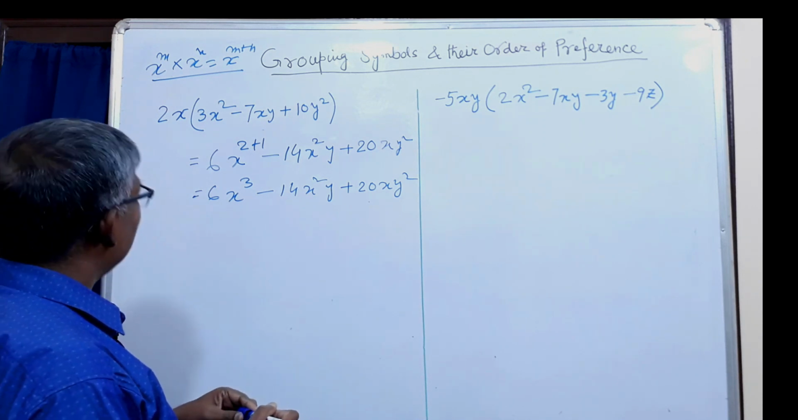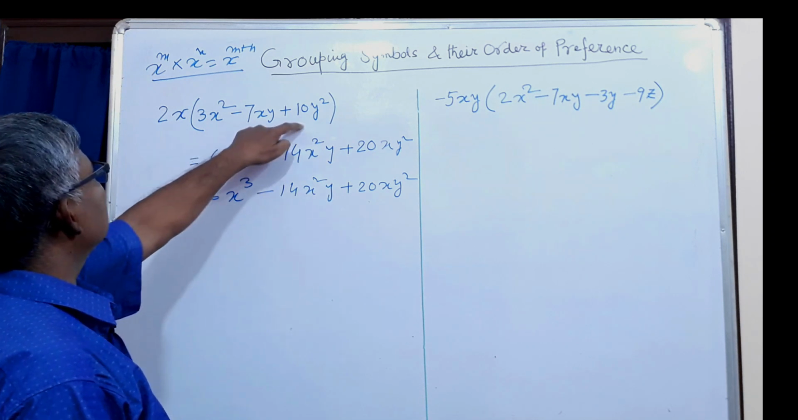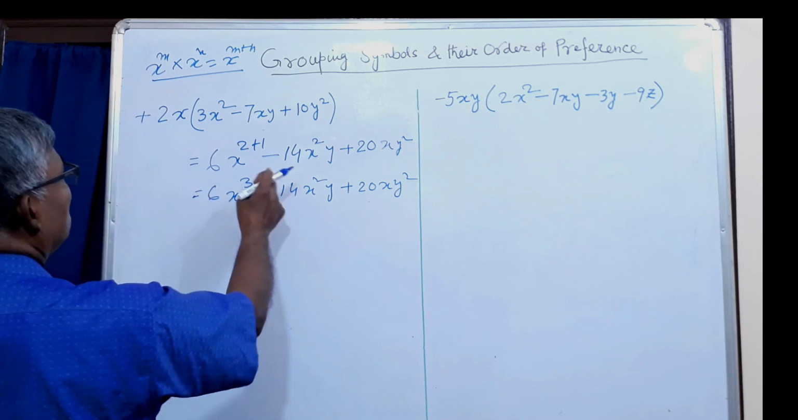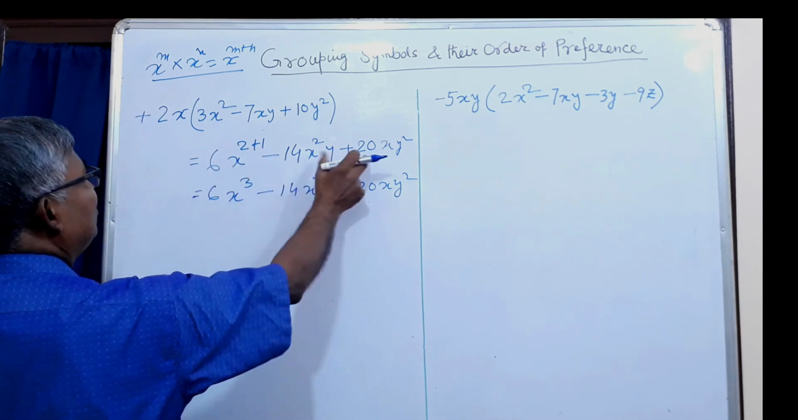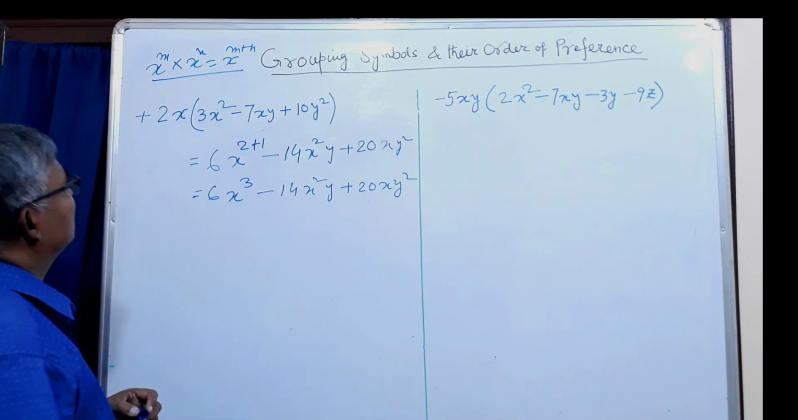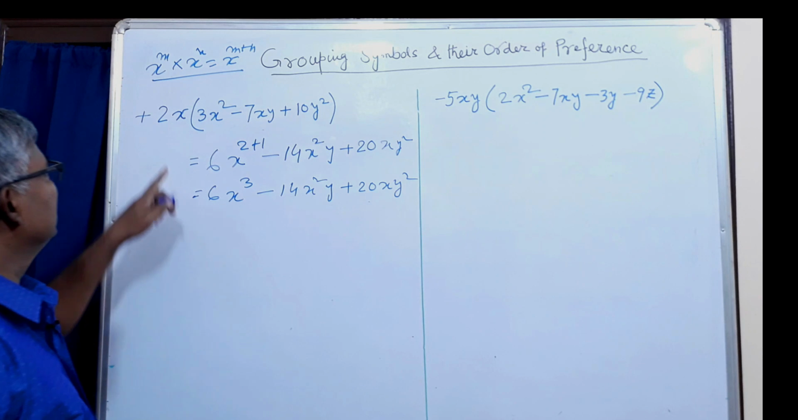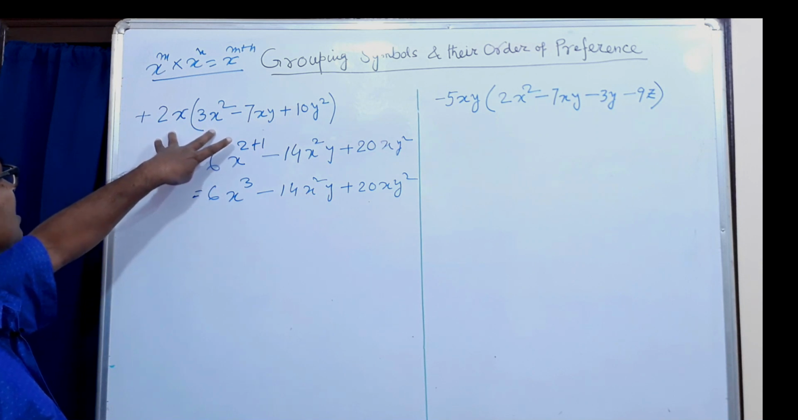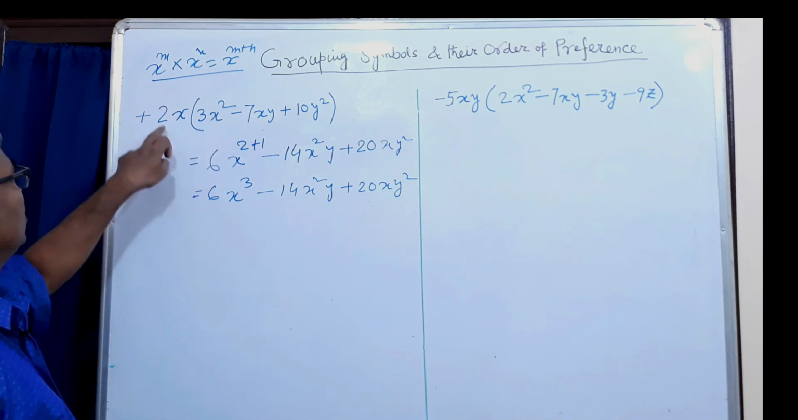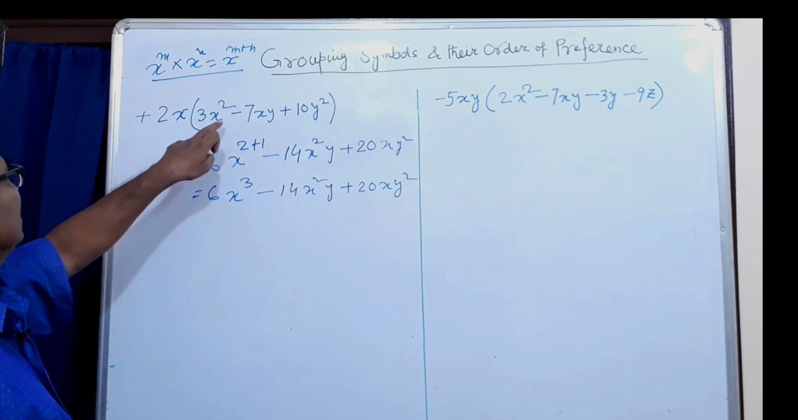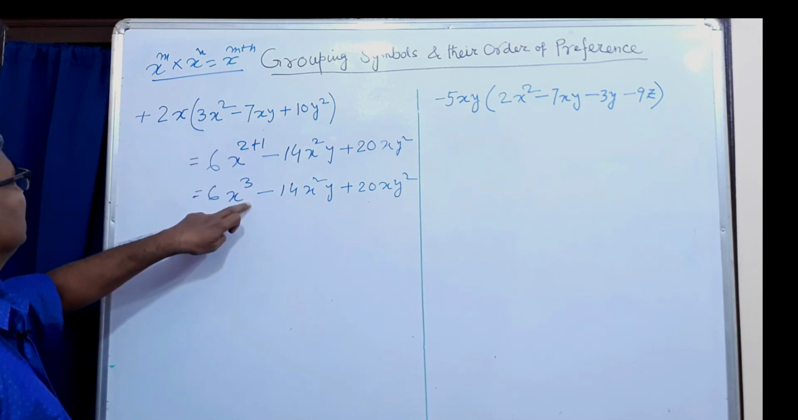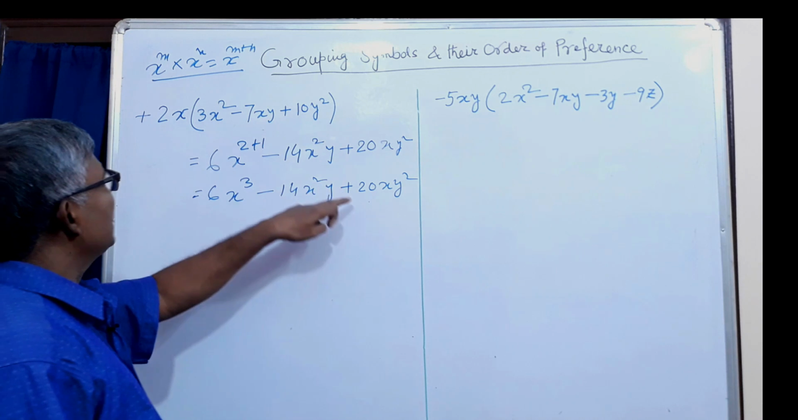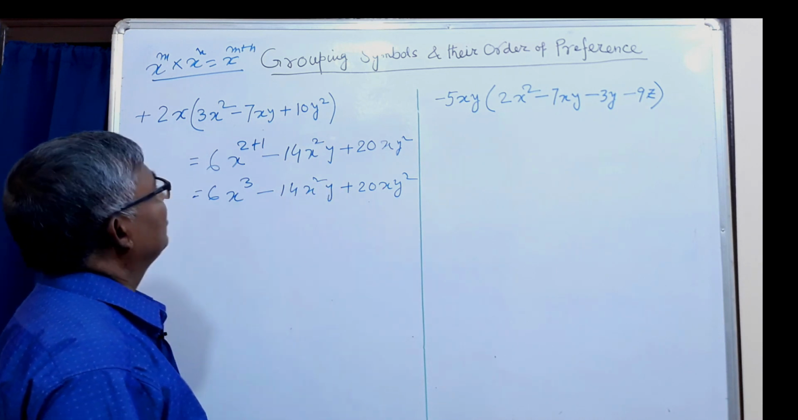Only two things you have to remember. As the expression is multiplied by positive sign, here 2x means plus 2, so the sign of each term never be changed. First. Secondly, you have to multiply. You know the rules of multiplication of two monomials. That is 2x into 3x square. 2 into 3 means 6, and x square into x, that is x to the power 3. So it is 6x cube minus 14x square y plus 20 x y square.